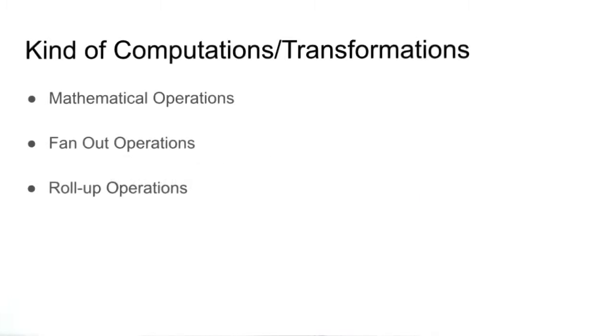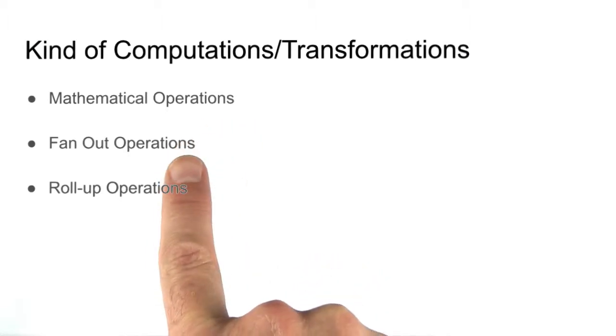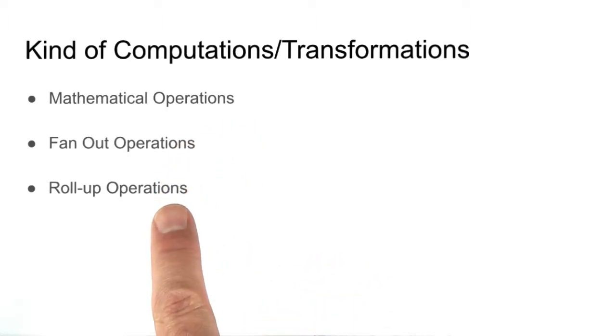What kind of transformations are usually applied to data? The list is long, however, they usually fall into one of three categories: mathematical operations, fan-out operations, and roll-up operations. We will group those under a new pattern, which we will call the computed pattern.